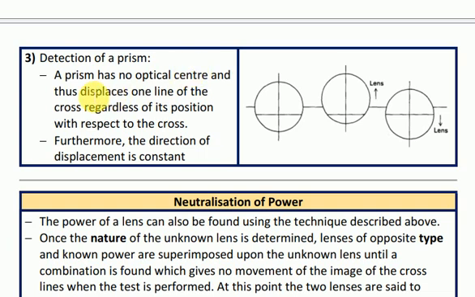Now, detection of prism. As you know, a prism has no optical center, and the prism will displace one line of the cross regardless of its position. So as you can see, this line has been displaced regardless of the position. Furthermore, the direction of displacement is constant. This test is most effective if the cross lines are placed at the furthest convenient distance and the lens held well away from the eye.